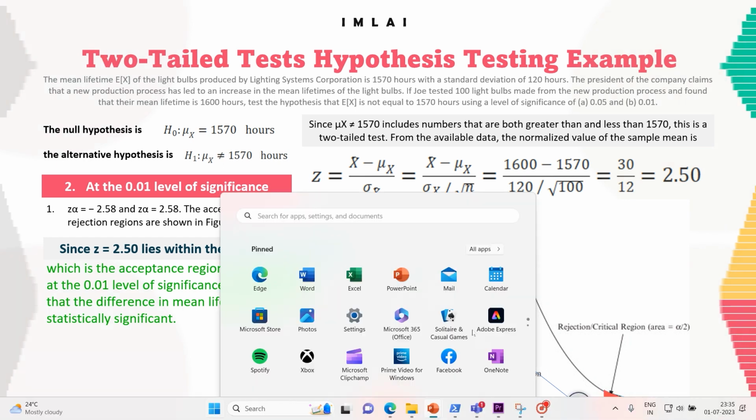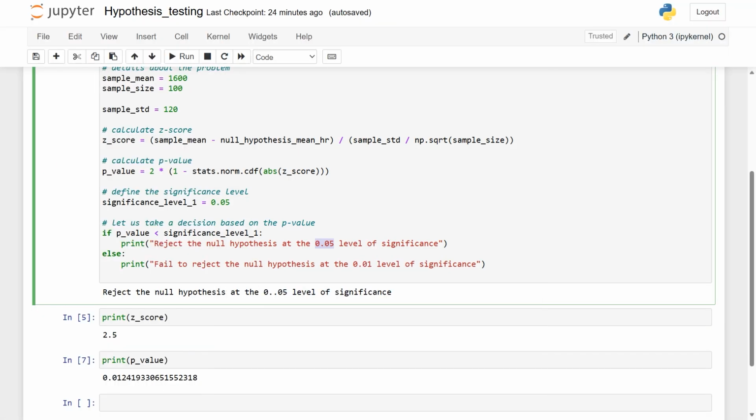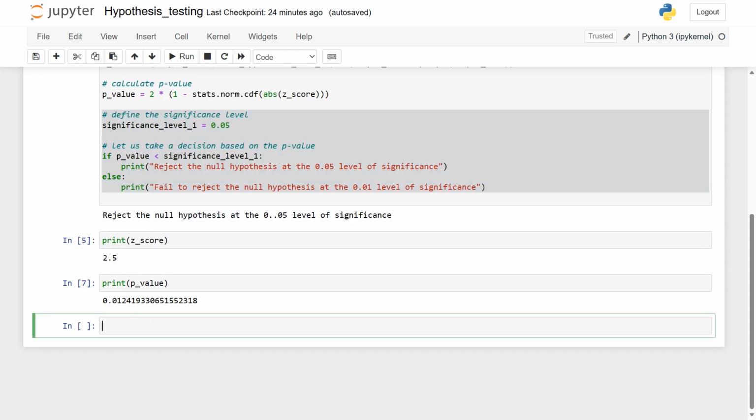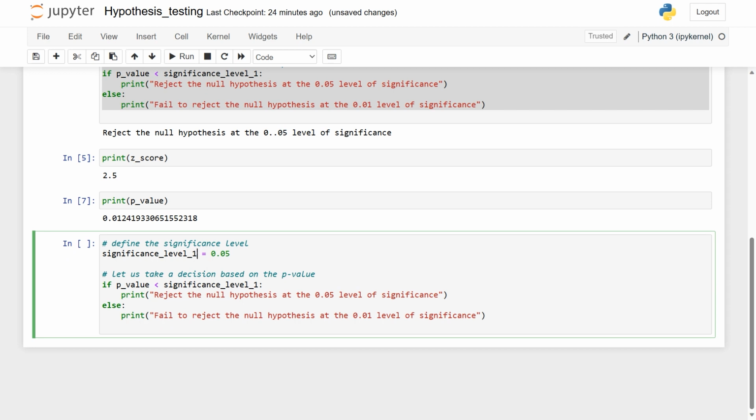significant. Let's write the piece of code for this too. This time I'll just take this and paste it here for the remaining. So level of significance 2, and this time it's 1%, it's 0.01. So if the p-value is less than 0.01, which is the level of significance now, then we reject the null hypothesis. If it is greater than that, then we fail to reject the null hypothesis at the 0.01 level of significance.